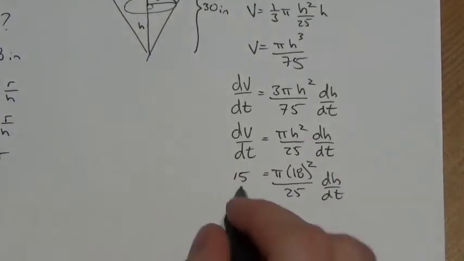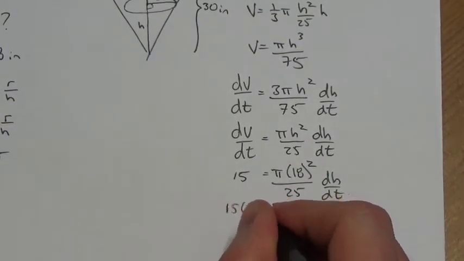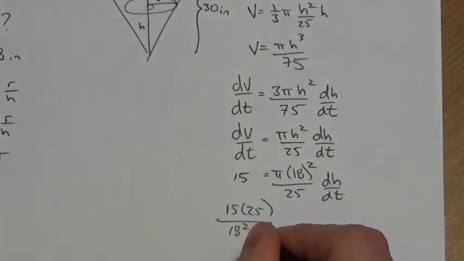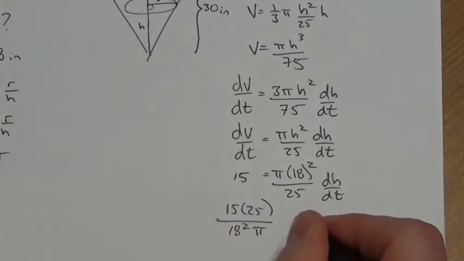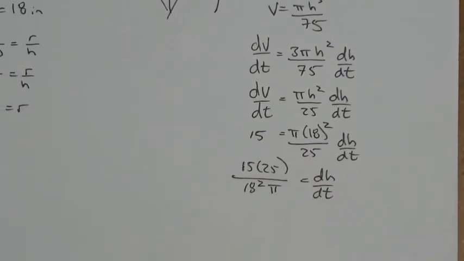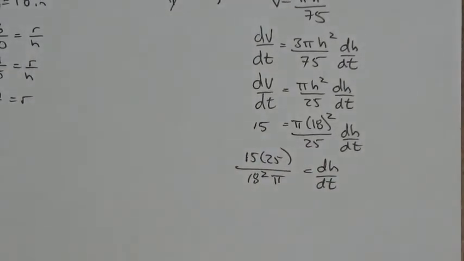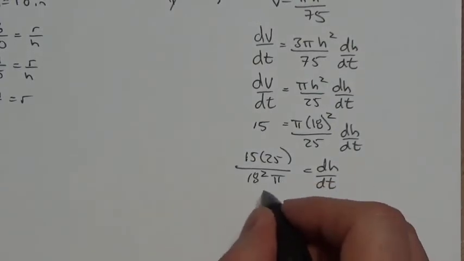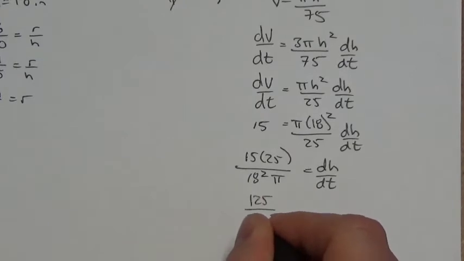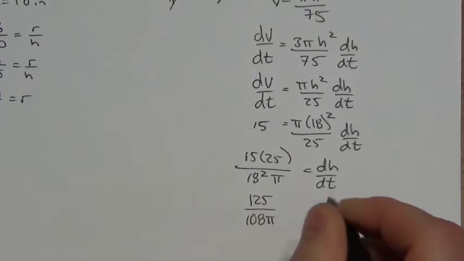Okay, and so now this will become 15 multiplied by 25 over 18 squared pi is going to equal dH by dt. Now I'm just going to clean that up a little bit with my calculator. 15 times 25 divided by 18 squared. Well, that doesn't clean up all that much actually. So this becomes 125 over 108 pi.